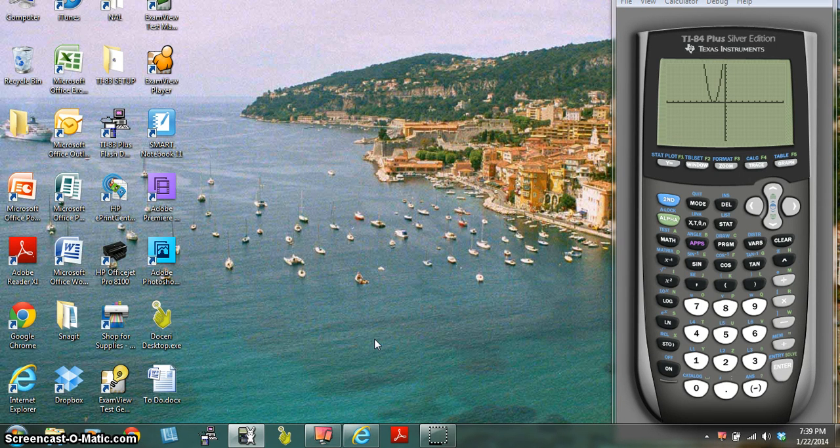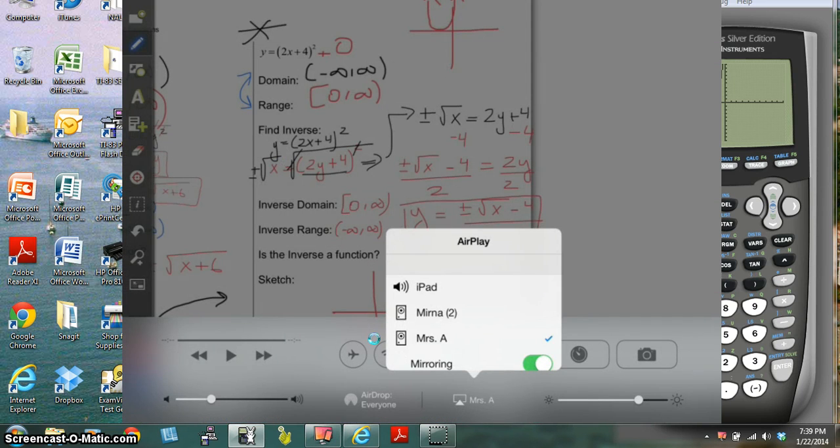For some reason it's not being airplayed anymore. Give me a minute to airplay my iPad again. Okay, there you go.